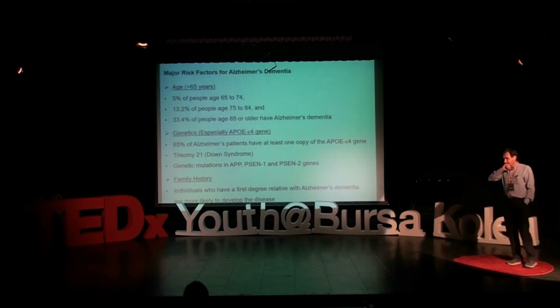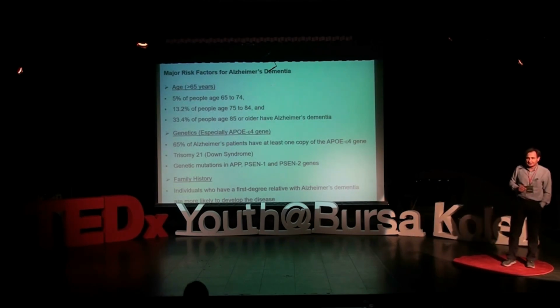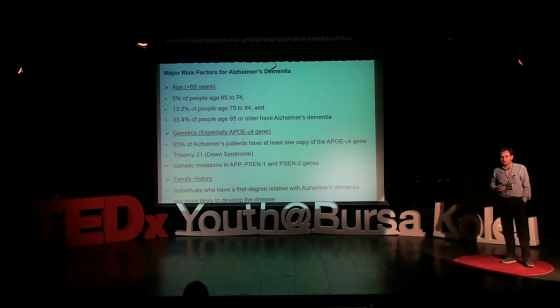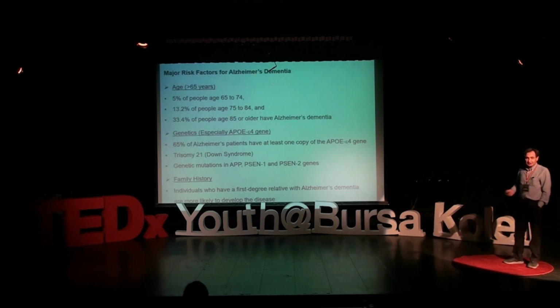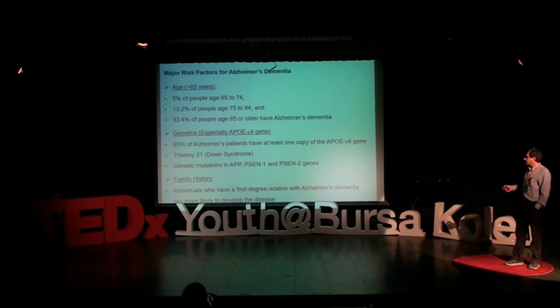So what are the major risk factors? There are 3 major risk factors for developing Alzheimer's disease. The most important of them is age, especially over 65 years. As you may see, by increasing age, the rate of Alzheimer's diagnosis also increases. So that means age is the most important factor in Alzheimer's disease.